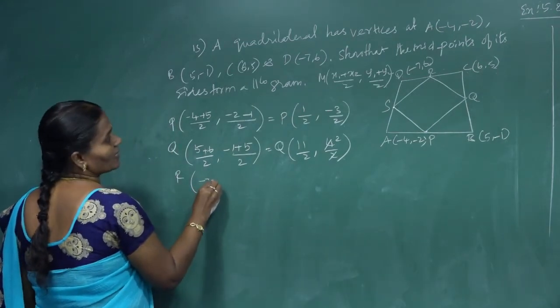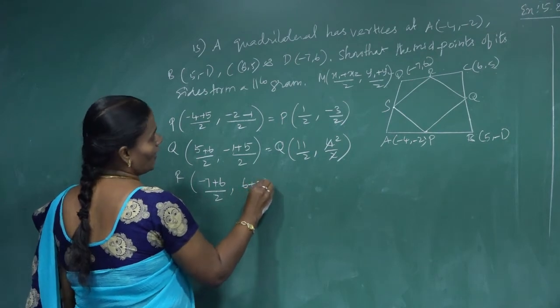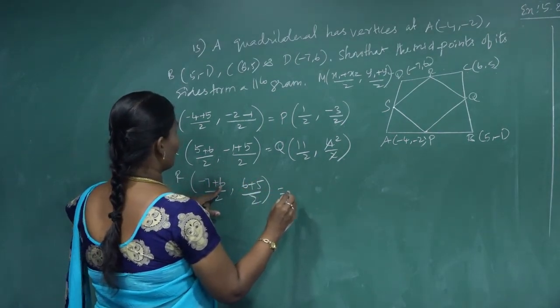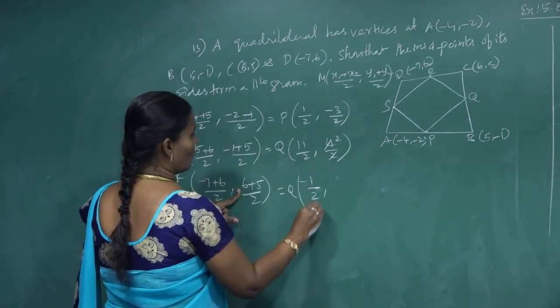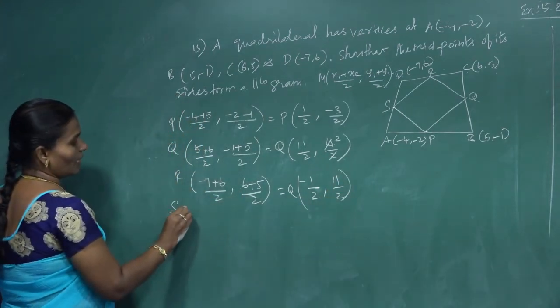Okay. So (-7 + 6)/2, (6 + 5)/2. Here, -7 plus 6 means that's -1. So -1 by 2, so Q is (-1/2, 11/2). Okay. Now find out the S point.